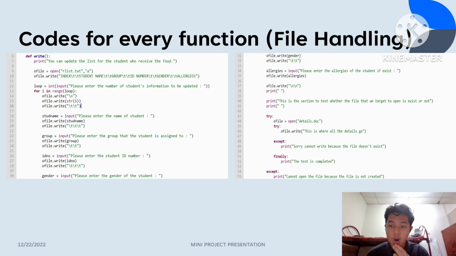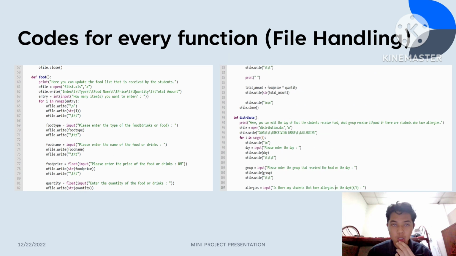This is where all the details go. But if the detail.doc doesn't exist at the destination for the file that we create, it will output "sorry cannot write" because the file doesn't exist. Finally, whether the code has an error or not, it will output "the test is complete", and then the except will print "cannot open the file" because the file is not created.